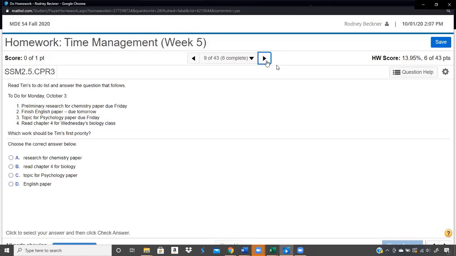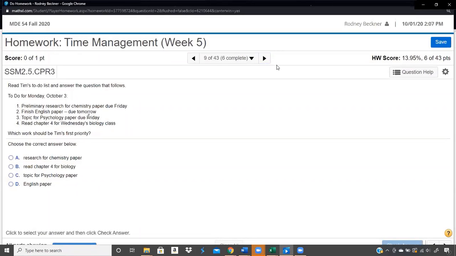4 days, that's pretty good. Maybe an hour every day on that. I don't know. Finish English paper that's due tomorrow. So that seems to have more priority, which, by the way, is which work should be Tim's first priority. So these numbers are not prioritized. It's just a list currently of things to do.